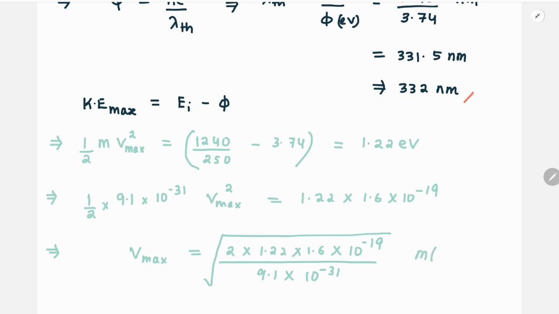So the value will be in meter per second, and on solving this, we obtain the value 6.6 times 10 to the power 5 meter per second. So this is the answer to this problem that we have.